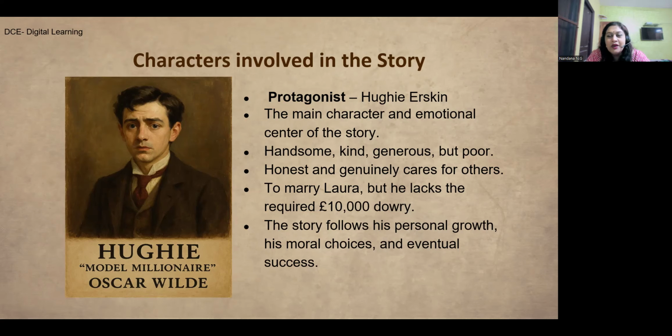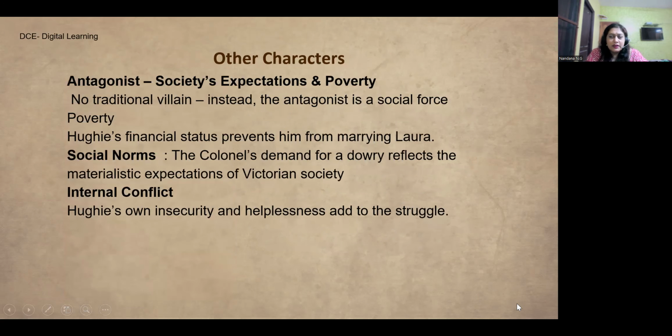Here we can see how Huey was compelled to give 10,000 pounds as dowry. The story follows his personal growth, his moral choices, and eventual success. The other characters in the story are the antagonist. Always remember, a protagonist has an antagonist, that is his opposite.